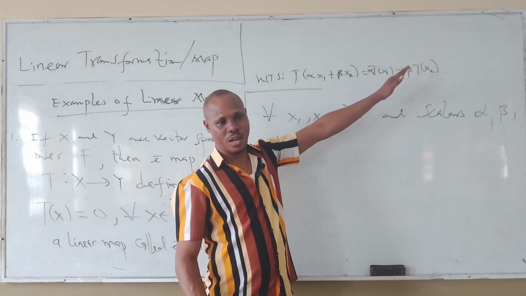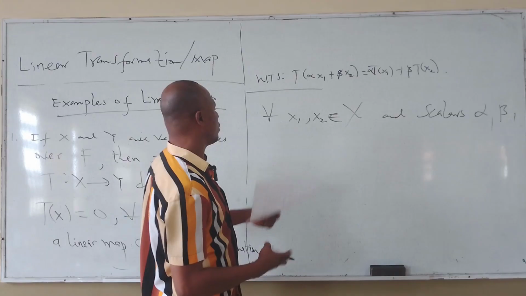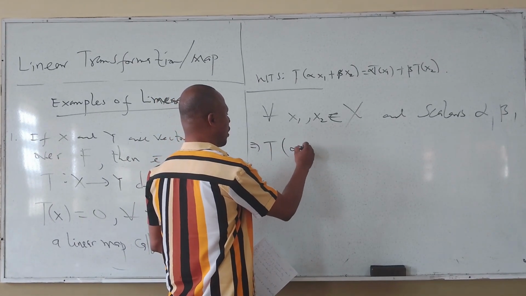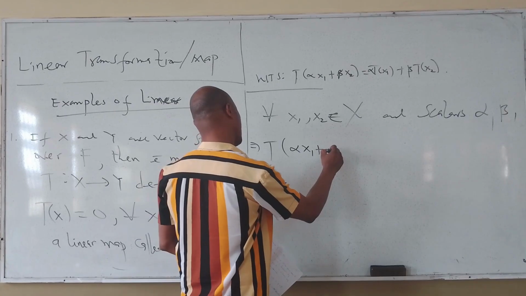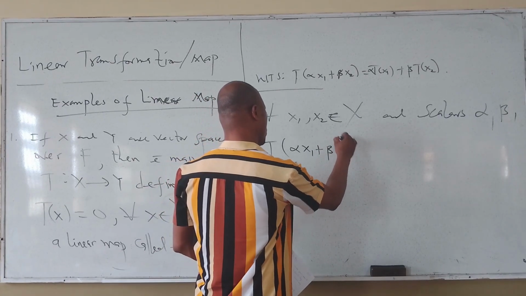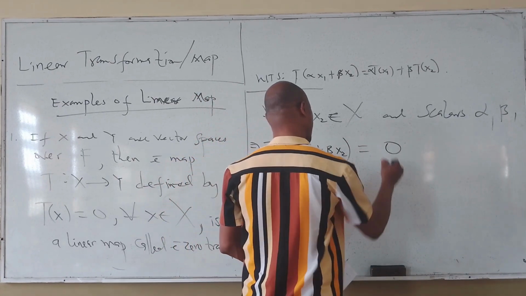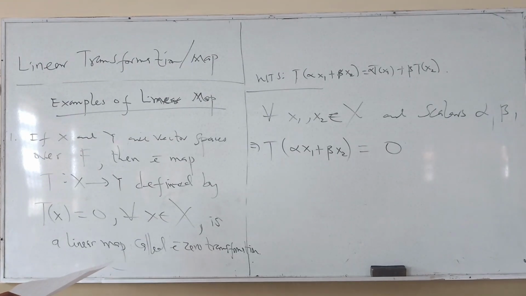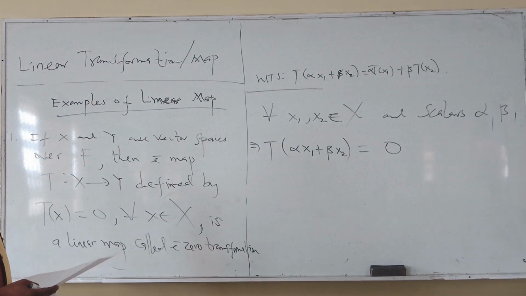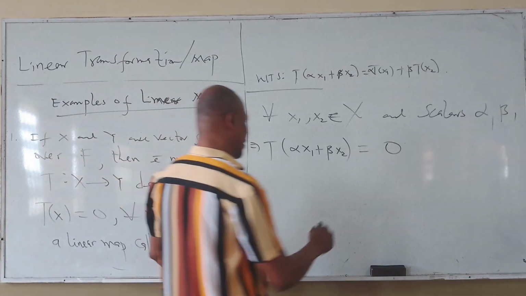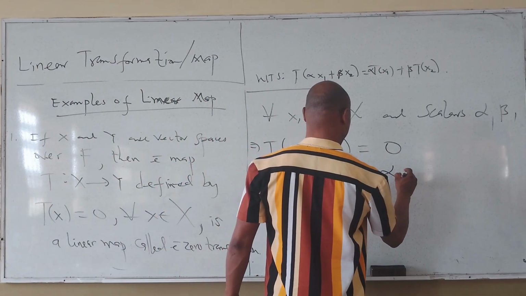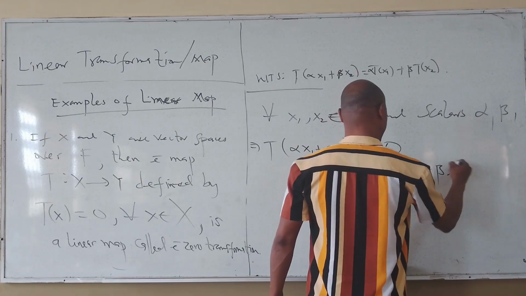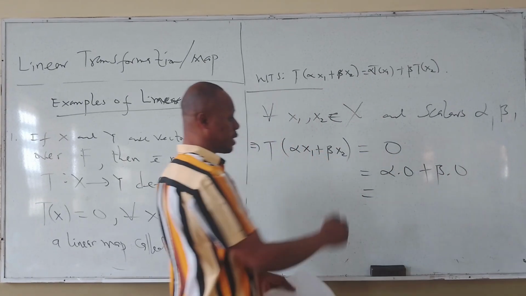Good. So this means that T of alpha x1 plus beta x2 will be equal to what? We agree it's equal to 0. And 0 is the same as alpha times 0 plus beta times 0. So the dot here means times.